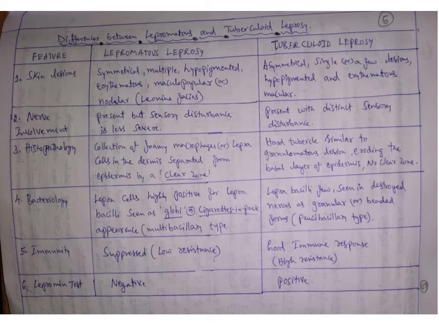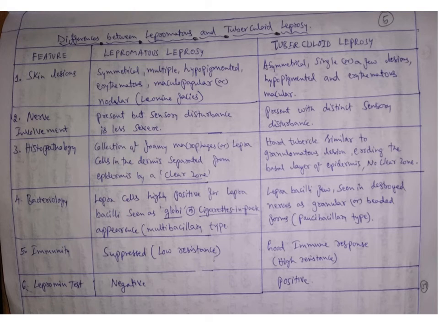In bacteriology, lepromatous: lepra cells highly positive for lepra bacilli, seen as globi, cigarettes-in-pack appearance, multibacillary type. Tuberculoid: lepra bacilli few, seen in destroyed nerves as granular or beaded forms, paucibacillary type. So there is a difference in bacteriology also. Here multibacillary type is lepromatous leprosy, paucibacillary type is tuberculoid leprosy.